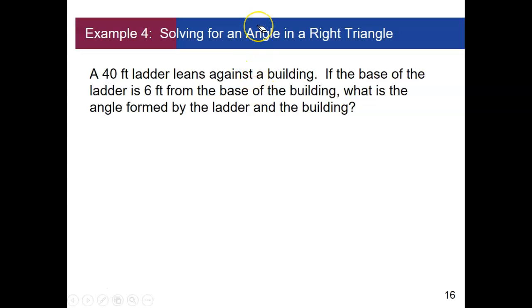So here's an example of where we would use inverse sine on a word problem. We've done some of these where we worked with angle of elevation and angle of depression and so forth, but in each of those cases, we were solving for a side. Here we're going to be solving for an angle. It says a 40-foot ladder leans against a building. So here's our building. Again, I apologize that I have trouble drawing straight lines. We have our 40-foot ladder that's leaning against the building here.